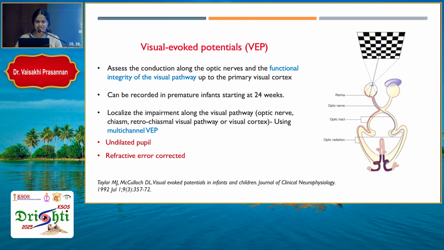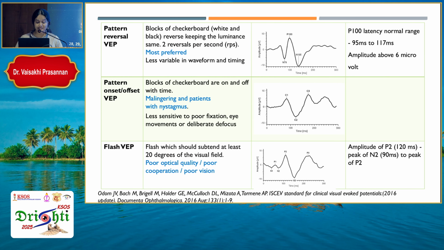Visual evoked potential assesses the conduction along the optic nerve and the functional integrity of the visual pathway up to the primary visual cortex. It can be recorded even in preterm infants starting at 24 weeks, and if we want to localize the impairment along the visual pathway, we need multi-channel VEP with additional electrodes. There are three types of VEP.